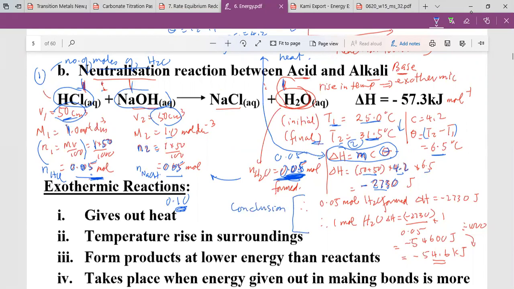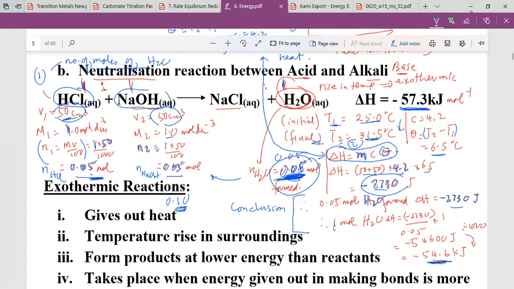So 0.05 moles of water, H2O, is formed here, and this amount of heat is given out. This amount of water gives this amount of heat, minus 2730 joules. So for 1 mole of water, it will be this times this, in joules, and it is 54.6. Now this is the experimental value. Actually, the theoretical value is minus 57.3, which is accurate, but now it's quite near.